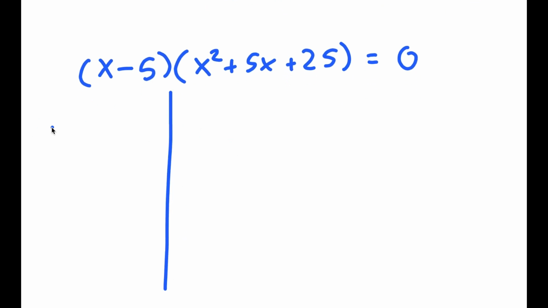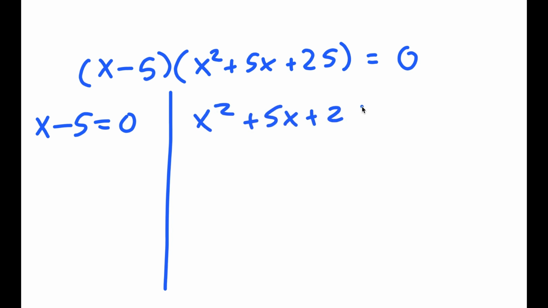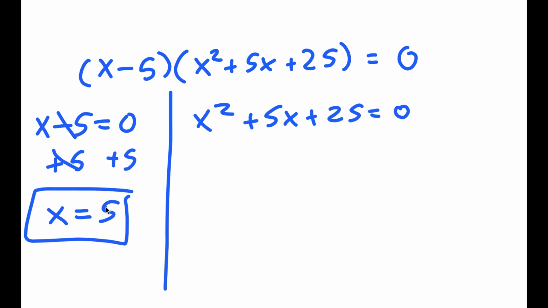Now this gives me two equations. I get x minus 5 is equal to 0, and x squared plus 5x plus 25 is equal to 0. So let's first start with the simpler equation, which is x minus 5 equals 0. All I have to do is add 5 on both sides, and I get x is equal to 5. So this is one solution.